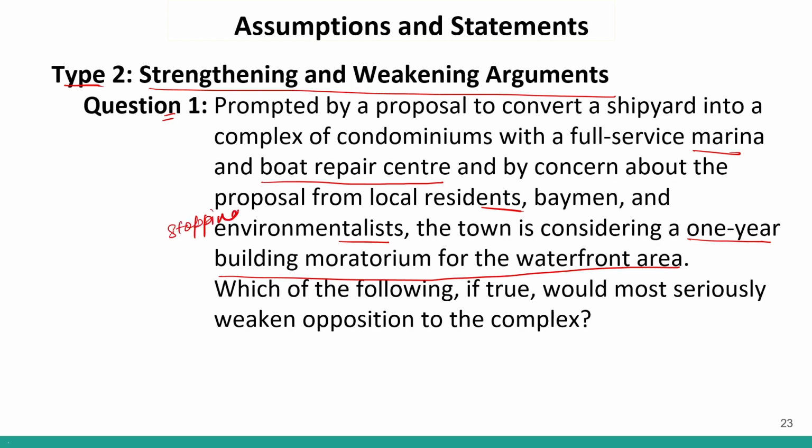They were converting a shipyard into condominiums with a full service marina. So they were sort of turning this into a marina and boat repair center. But now they have faced resistance from local residents, from baymen and environmentalists. Therefore, they are putting a 1-year stop, a 1-year moratorium. Okay. We have to identify which of the following, if true, would most seriously weaken the opposition to the complex.